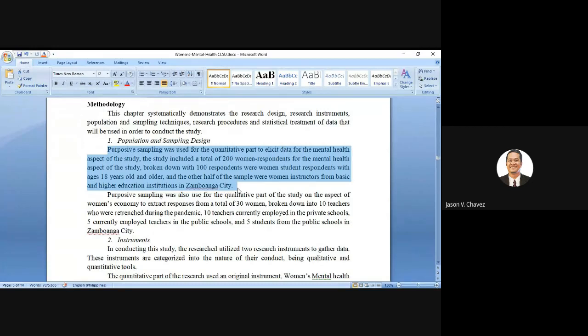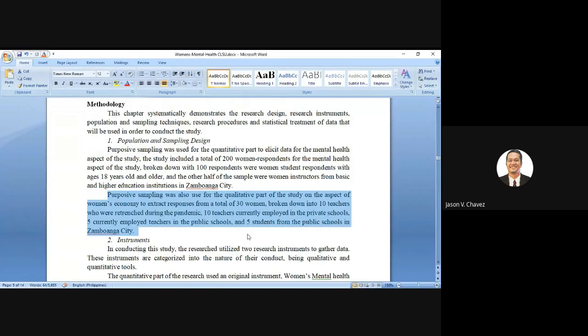Okay, going back. Still in the population and sampling, you have here the second aspect, which is the qualitative part of the study, the women's economy. So usually you do interviews on a minimum number of respondents. In this case, we have 30 women from different backgrounds. So you have to break down: 10 teachers who were retrenched during the pandemic, 10 teachers currently employed in private schools, 5 currently employed teachers in public schools, and 5 women students from the public schools.